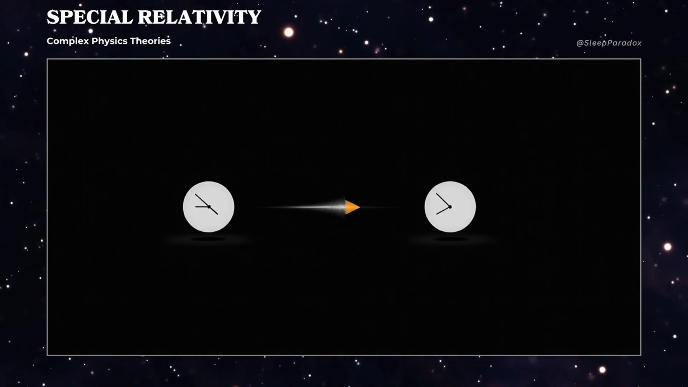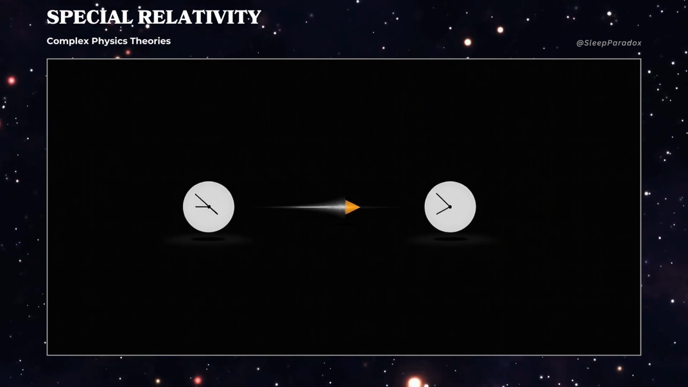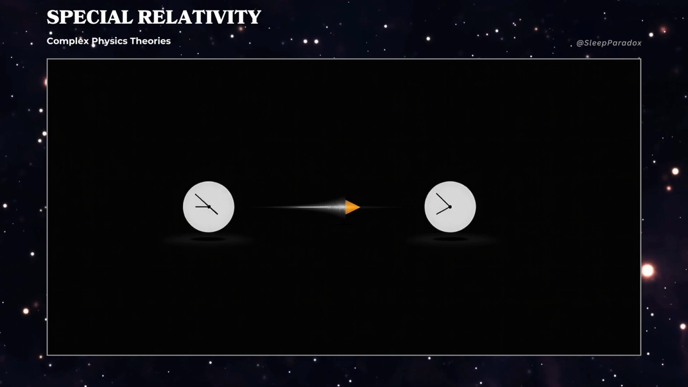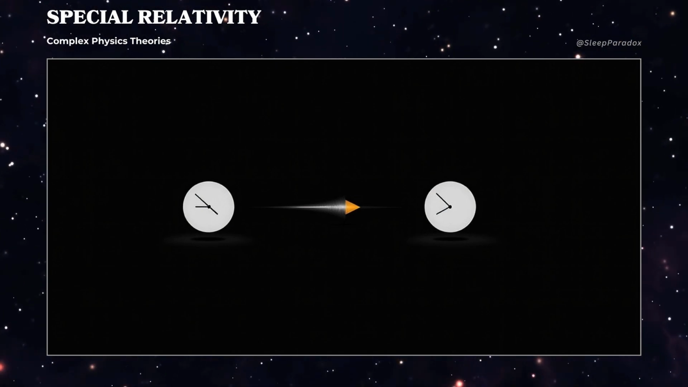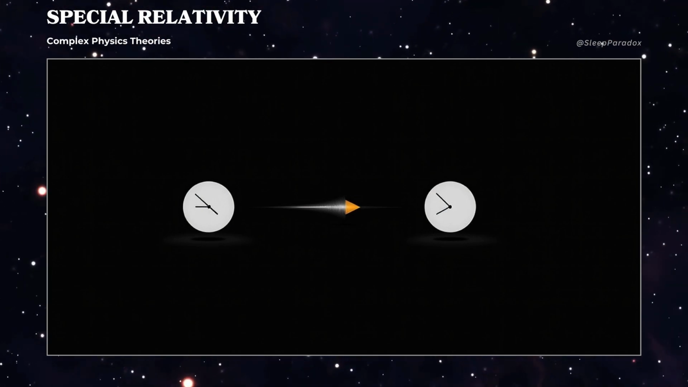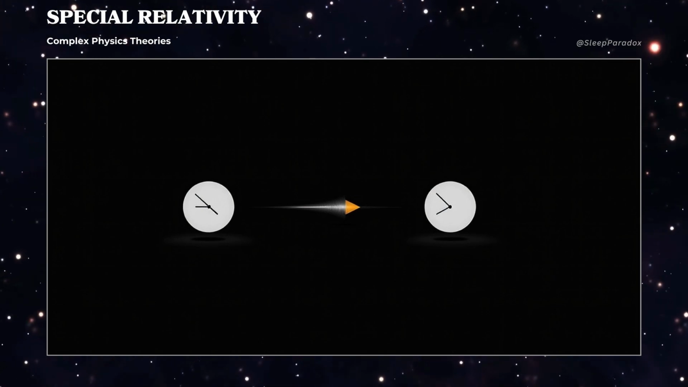Special relativity. Special relativity is the theory that changed our understanding of space, time, and motion. Proposed by Albert Einstein in 1905, it replaced the old idea that space and time are fixed and absolute. Instead, it showed that they are flexible and connected, depending on how fast you're moving.